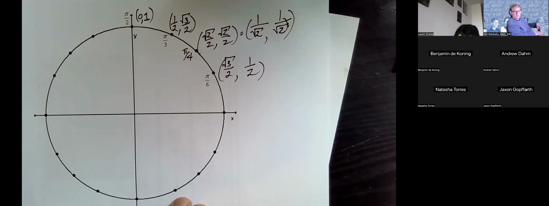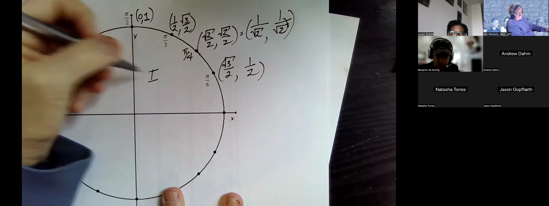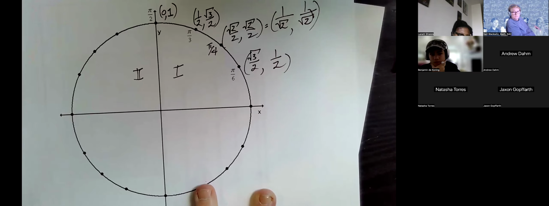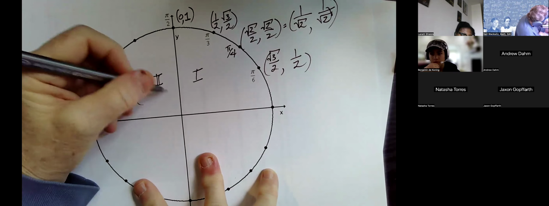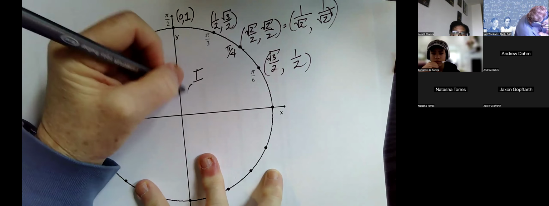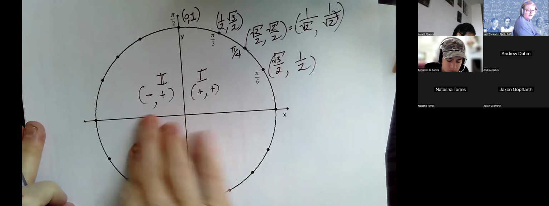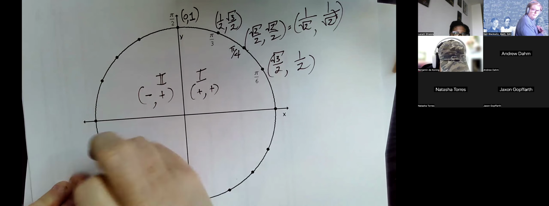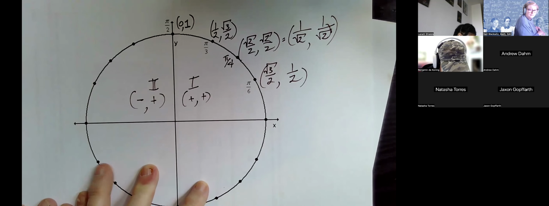Like, what if I say the point we're caring about is in quadrant 2? You just have to adjust the positives and negatives. That's right. Quadrant 2 is negative x and positive y. Okay, good. And what does that make? First of all, what is this angle? And what are its coordinates?